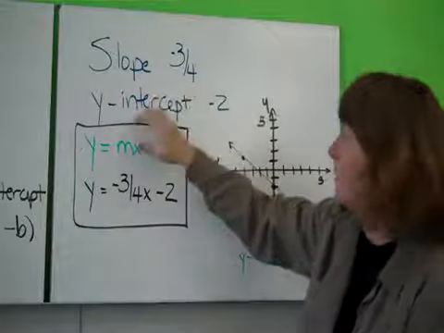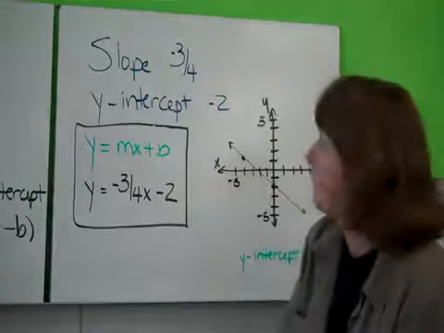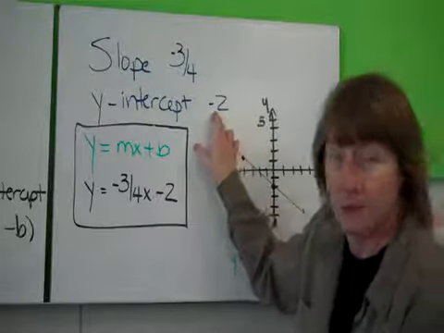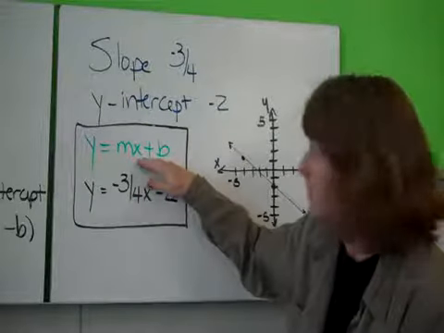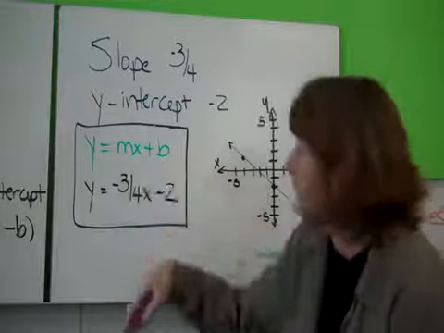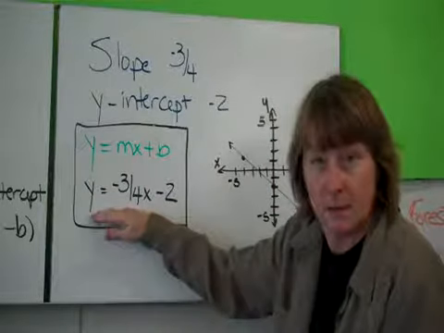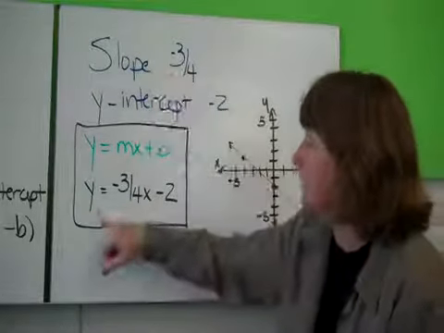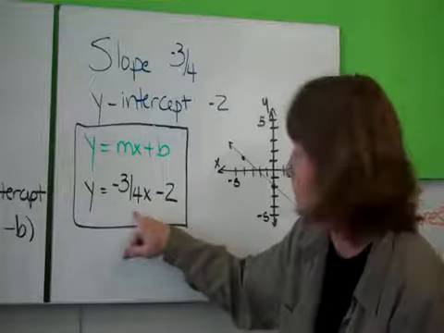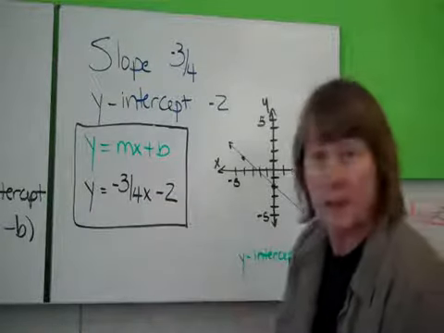They can give you the slope. They can tell you the slope's negative 3/4 and the y-intercept is negative 2. We now can use our equation, y equals mx plus b, to get the equation for this information: y equals negative 3/4 x minus 2. We can now graph it.